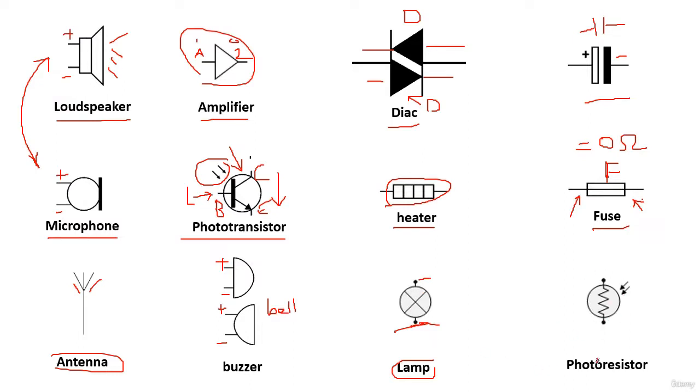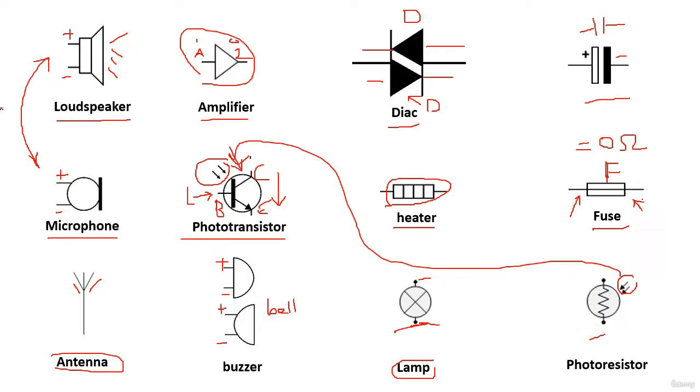This is the symbol of the photoresistor. We have these two arrows exactly like this, always as you see here. This resistor detects light. So this is a photoresistor.